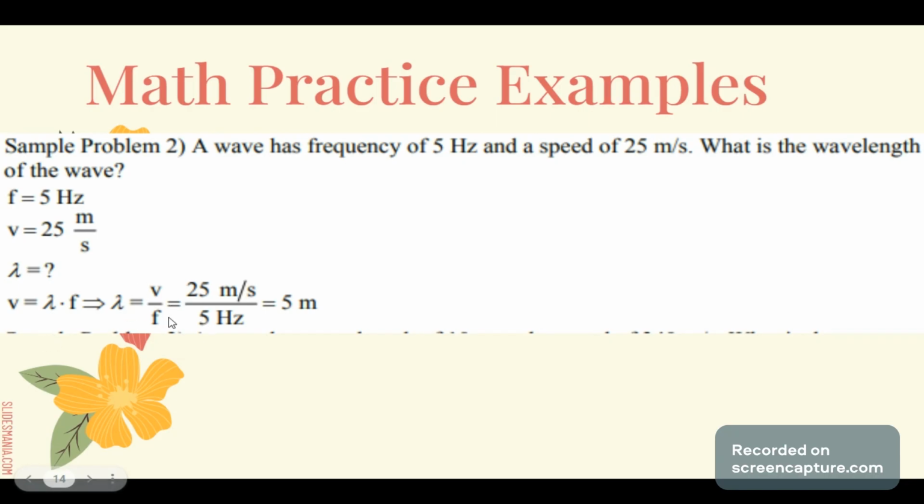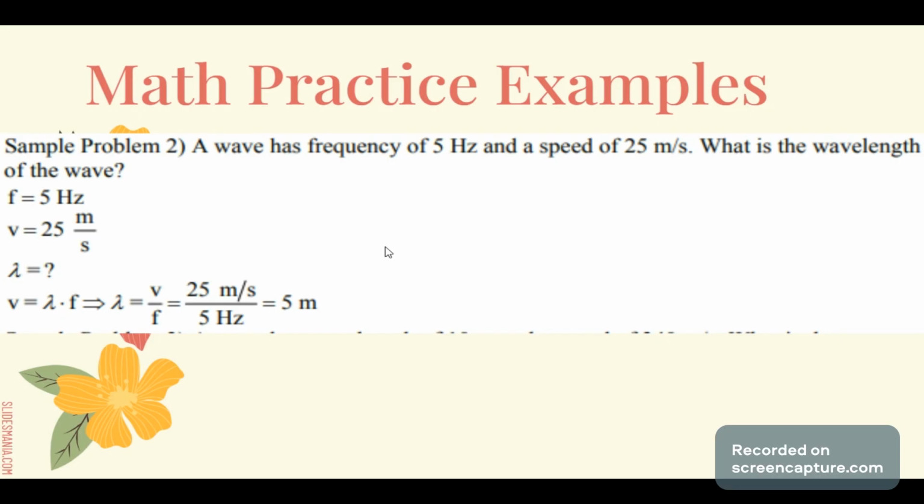But we like it in this format, especially for this question, because then we can replace v with 25, we can replace f with 5, and then we get 25 divided by 5, which is 5, and the units for wavelength are meters.